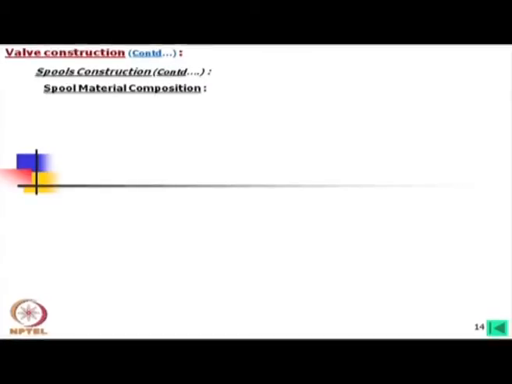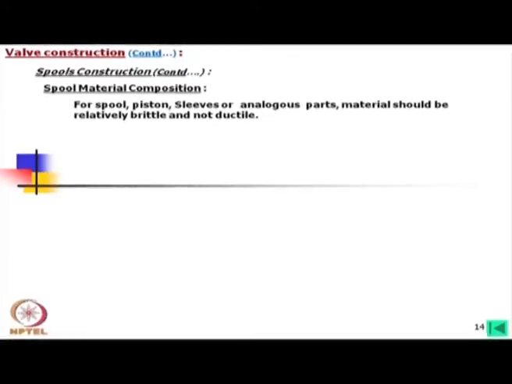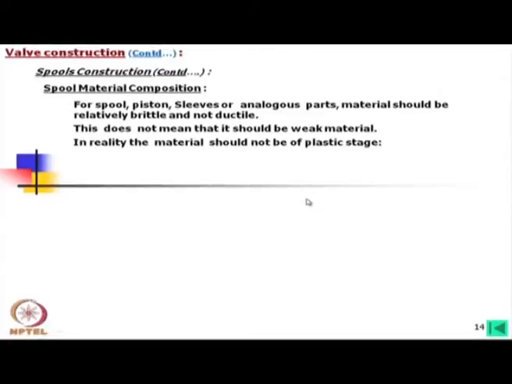Now, spool material composition. This is not a detailed composition, but I will give you some idea. For spool, piston, sleeves or analogous parts, material should be relatively brittle and not ductile. Why not ductile? We can say that there are reasons. This does not mean that it should be a weak material. In reality, the material should not be in the plastic stage.